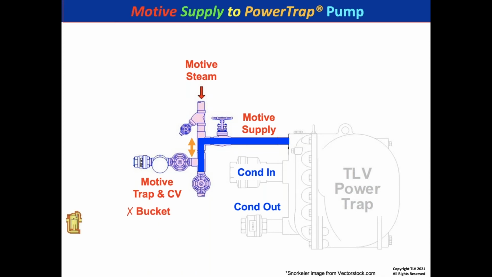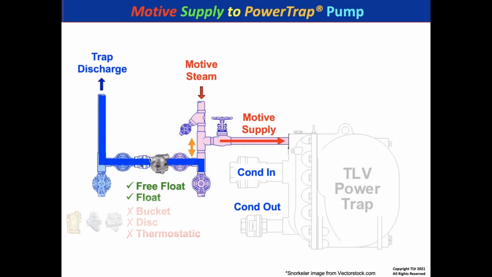For example, we never recommend a bucket trap. We never recommend a disc trap or a thermostatic trap, even if it's TLV products. We recommend a free float or a float trap so that you can get a quick discharge, and that keeps the condensate from going into the motive supply, and it gives you nice inlet breathing with the steam supply.